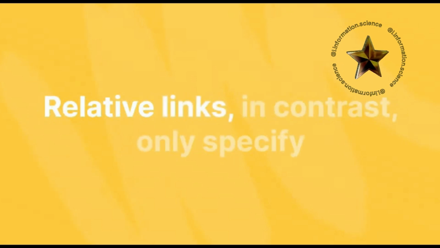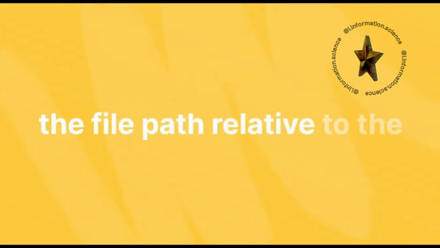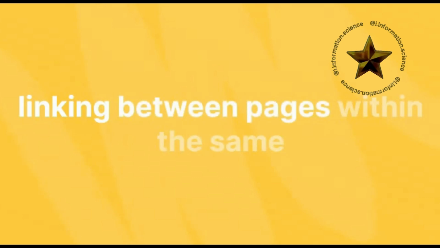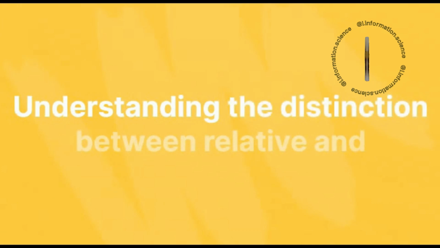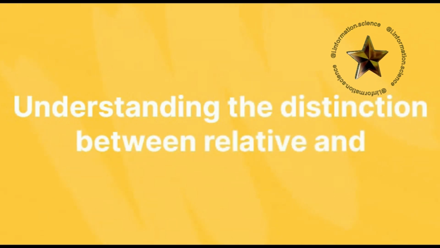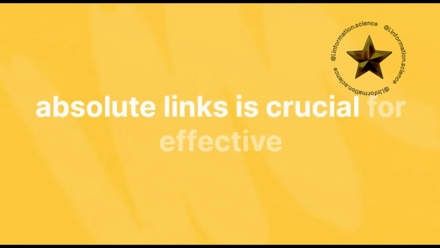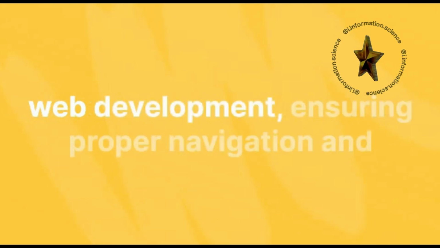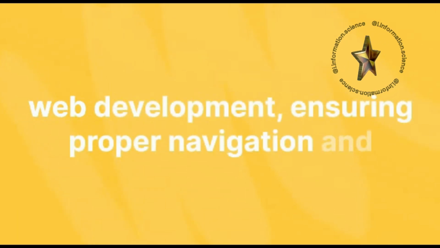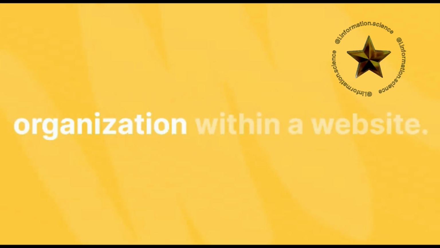Relative links, in contrast, only specify the file path relative to the current page and are used for linking between pages within the same website. Understanding the distinction between relative and absolute links is crucial for effective web development, ensuring proper navigation and organization within a website.